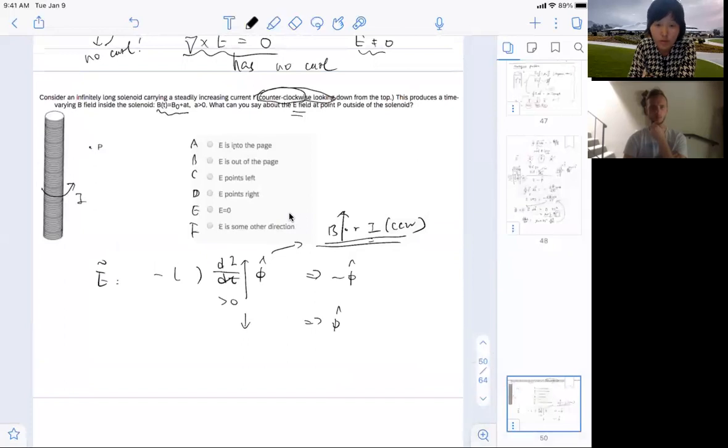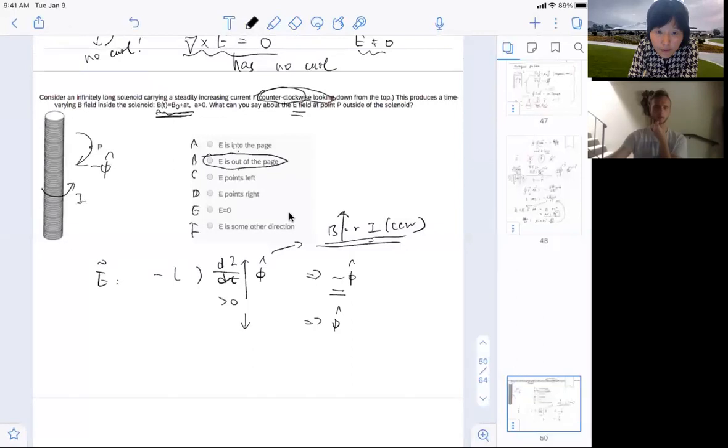All right, so let's see. In this case, B is increasing, right? So your E would be in the negative phi hat direction. So negative phi hat at that point would be into the page, out of the page, left, or right? What do you think? Out of the page. Out of the page, very good. So it will be out of the page at that particular point. Very good.